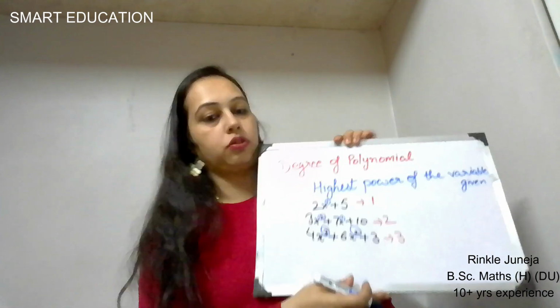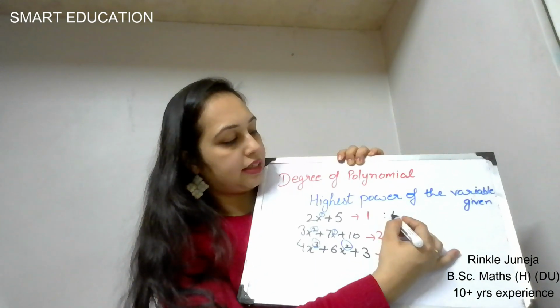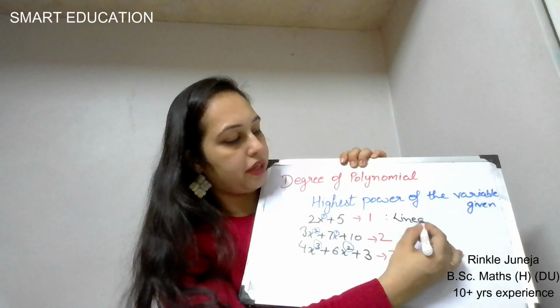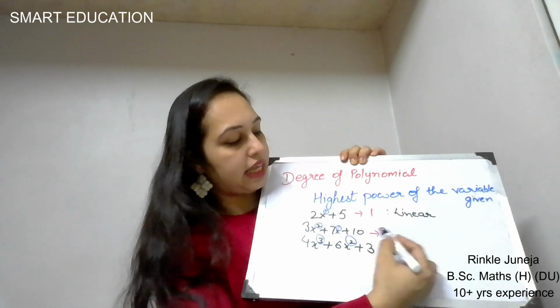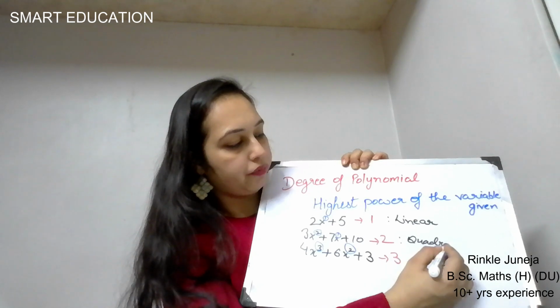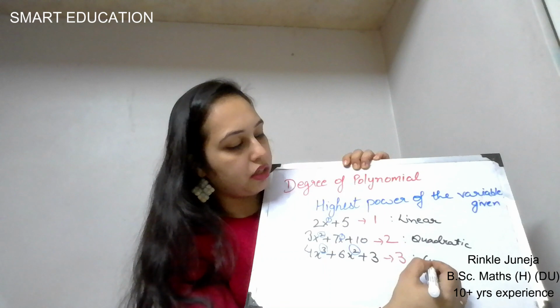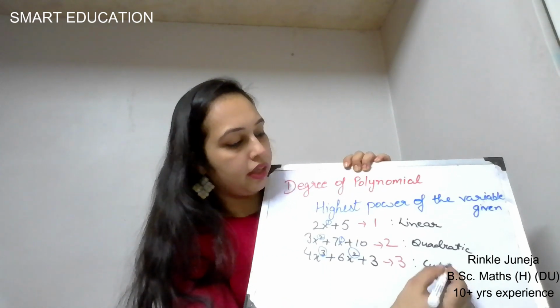Now, interesting thing to note, if the degree of a polynomial is 1, then we say that this is a linear polynomial. If the degree is 2, we say that it's a quadratic polynomial. And if the degree is 3, then it is said to be a cubic polynomial.